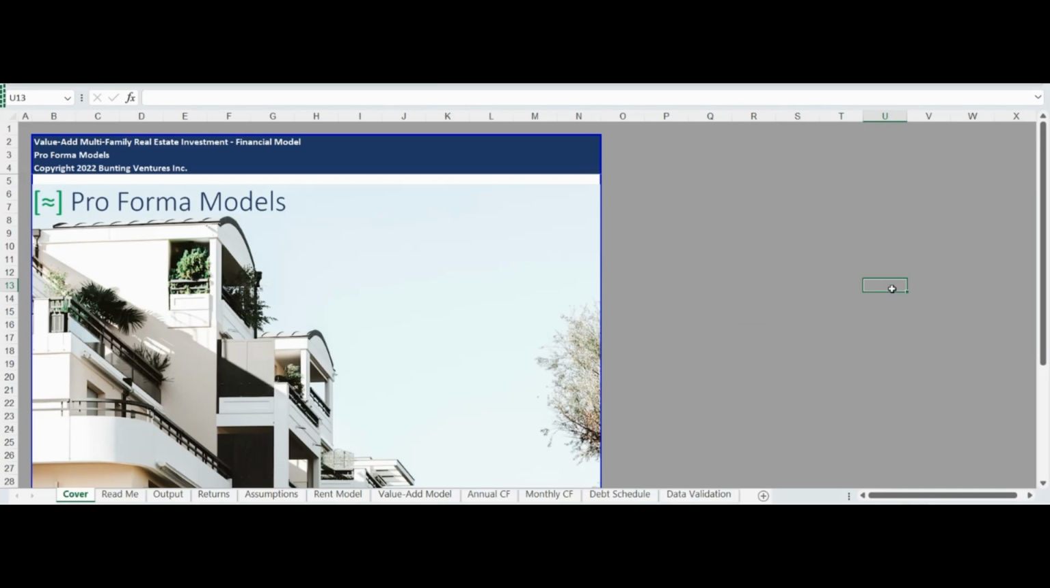Forma Models created this financial model to calculate and analyze the pro forma indicative return from a value-add multifamily real estate investment, also known as an apartment building acquisition. The model has assumptions for different purchase metrics, investment structures and fees, equity, debt, capital expenses, as well as complex revenue and expense assumptions. This video will walk you through the financial model at a high level to provide an overview of the format, assumptions, methodology, and output.